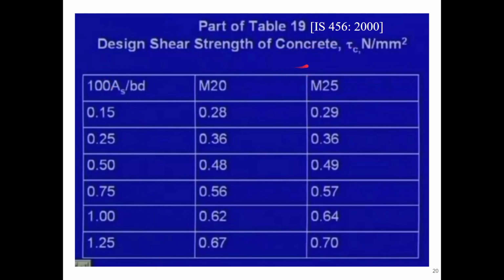So that means the concrete design shear strength is a function of both the grade of concrete as well as this pt value. Both are taken into account, and based on that the tau c value is determined. As you can see here, this is a table. It is taken from Table 19 of IS 456:2000.